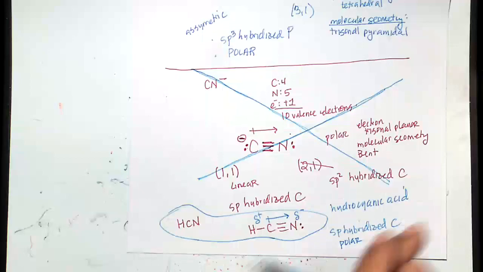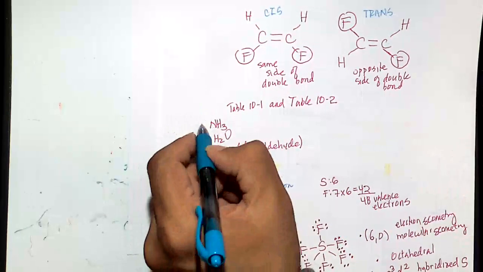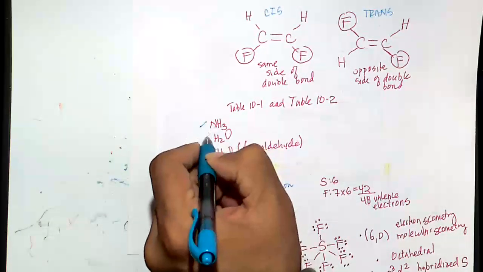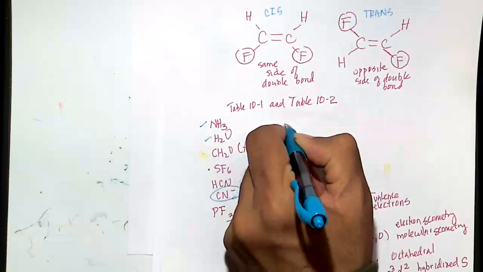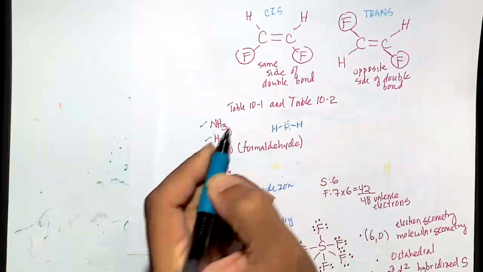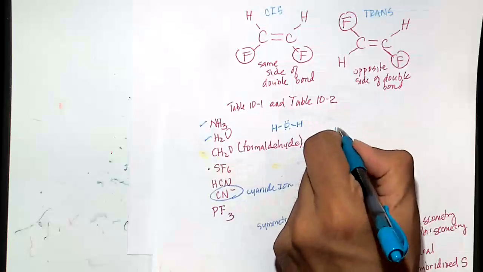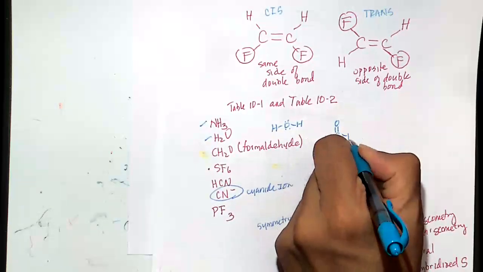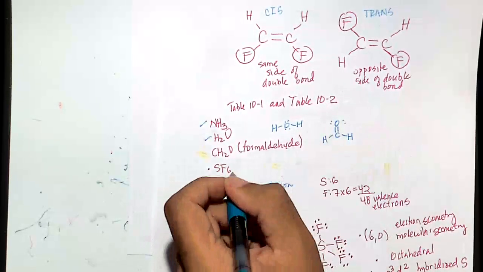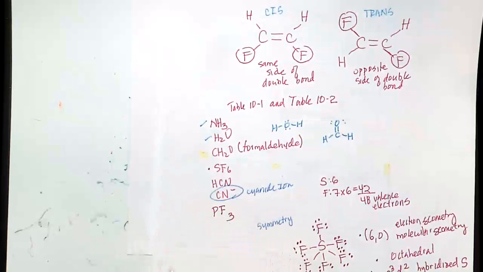All right, so any other Lewis structures? You guys know ammonia? Water. Water is going to be bent, 2 bonds, 2 lone pairs. CH2O formaldehyde, we studied that in class a lot. SF6, hydrocyanic acid, PF3. So these are the Lewis structures: polarity, hybridization, electron pair geometry, and molecular geometry. Make sure you are comfortable with all of these.